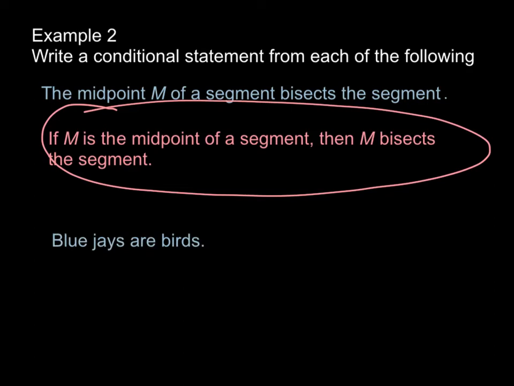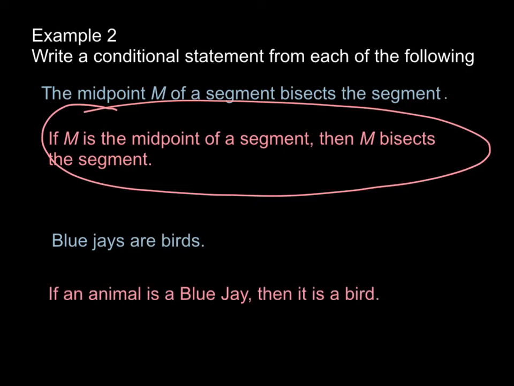Try this one on your own. Blue jays are birds. What do you think you'd write for blue jays are birds? You'd say, if an animal is a blue jay, then it is a bird. There's your if-then statement. Now, if you think about it this way, what works with what? You couldn't have said, if something is a bird, then it is a blue jay. That's not true, because if something is a bird, that doesn't mean it's a blue jay. So you have to think to yourself, what statement depends on the other? And then the one that makes sense is going to be your conditional statement.